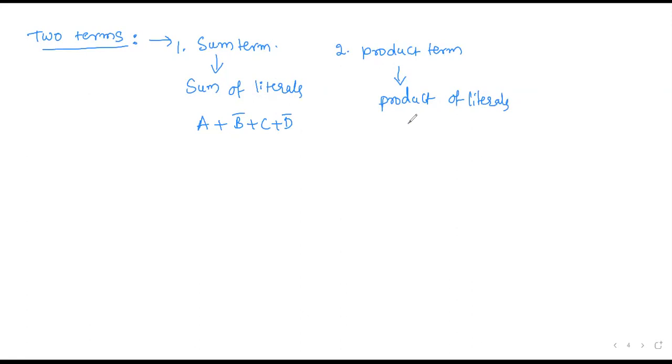Next, product of literals. Literal means either complement or variable. So you can write A bar, B bar, C, D bar, like this. These are the two terms. Remember this. This is Boolean multiplication. This is Boolean addition, not normal addition. From now onwards, whenever I say addition, that is Boolean addition. Whenever I say product, that is Boolean product, not the normal one.